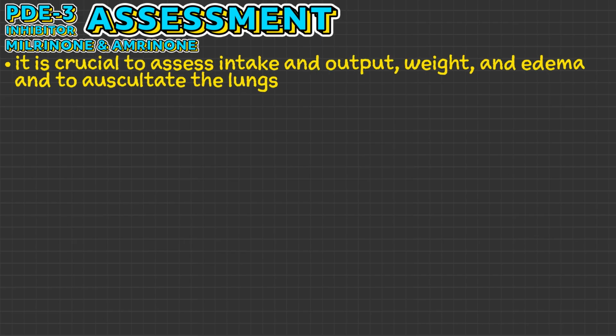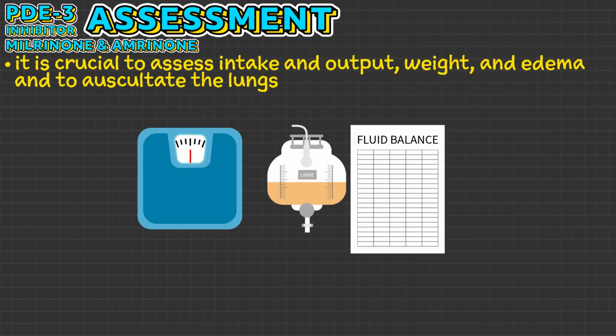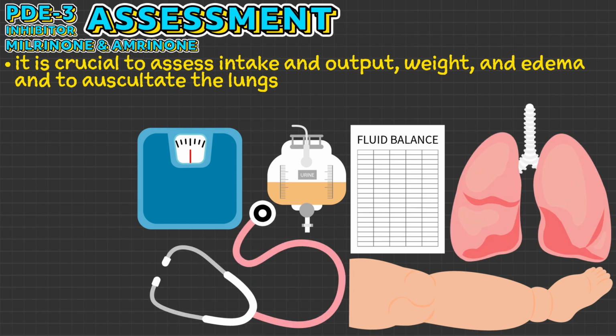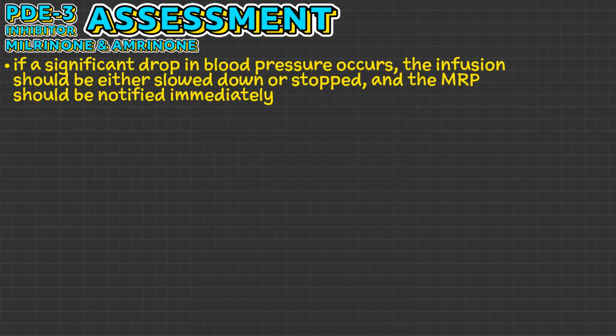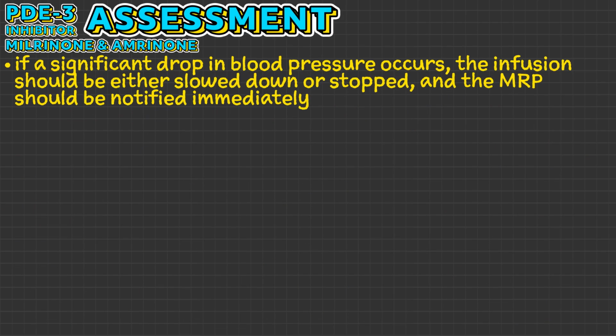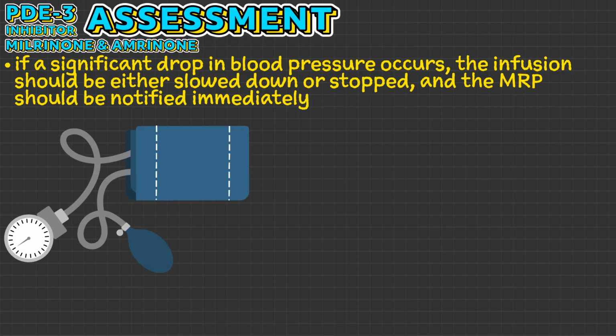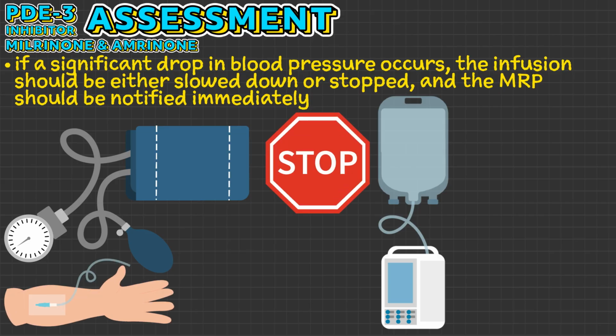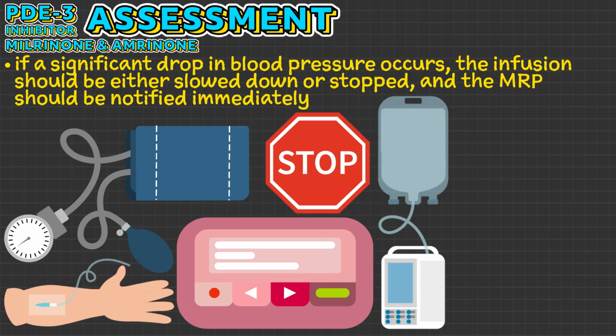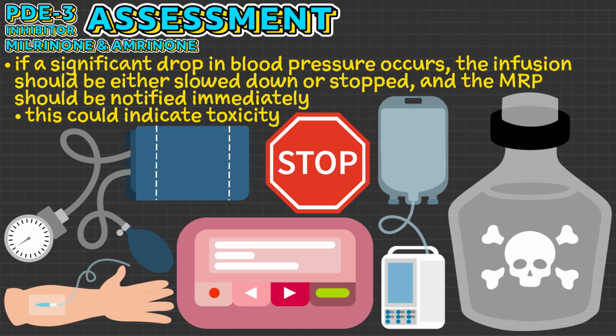Additionally, it is crucial to assess intake and output, weight, and edema, and to auscultate the lungs. This assessment will help determine the response to treatment in patients with heart failure. If during treatment with Milrinone or Amrinone, a significant drop in blood pressure occurs, the infusion should either be slowed down or stopped, and the MRP should be notified immediately, as this could indicate toxicity.